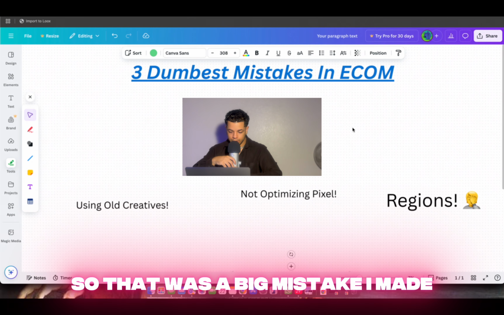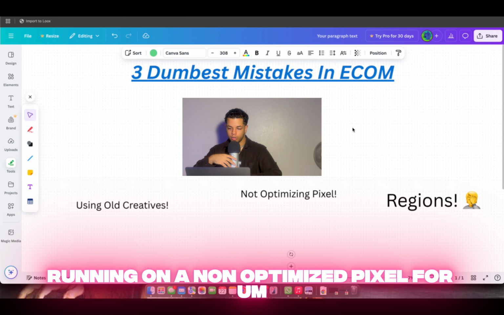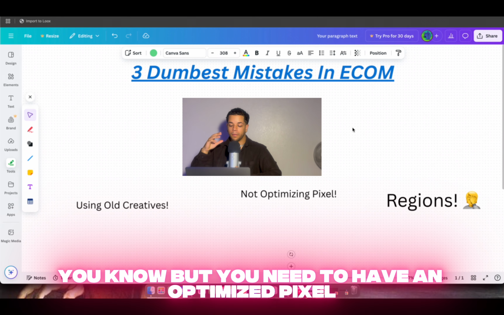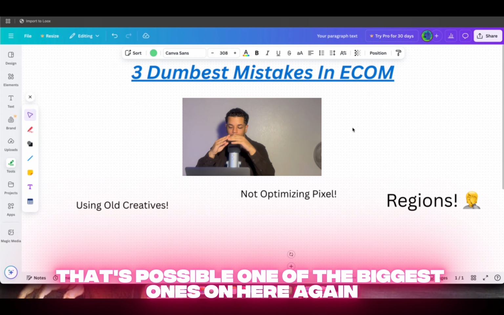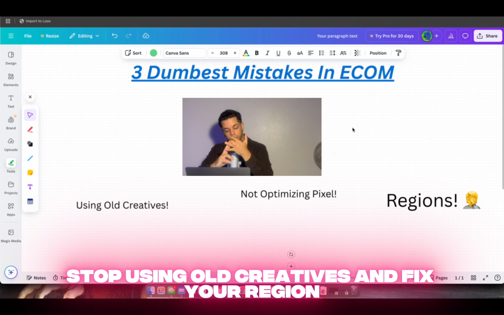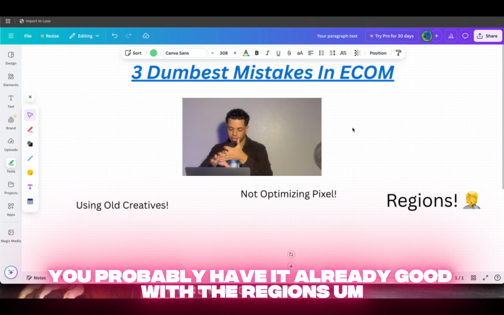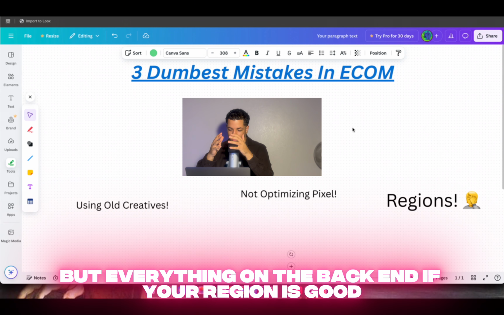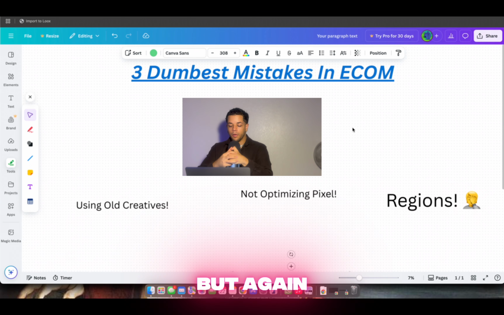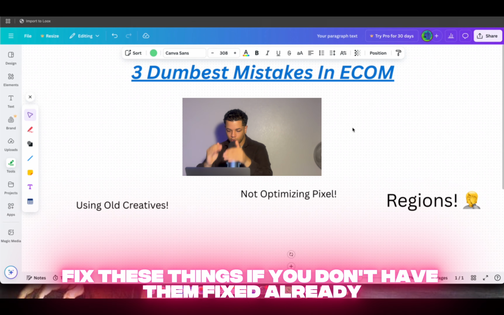So that was a big mistake I made, running on a non-optimized pixel for a little over probably a week, but you need to have an optimized pixel. That's possibly one of the biggest ones on here. Again, don't lose your money, optimize your pixel, stop using old creatives, and fix your region. You probably have it already good with the regions, but everything on the back end, if your region is good, you got that set up. Fix the stuff on the back end. But again, fix these things if you don't have them fixed already.